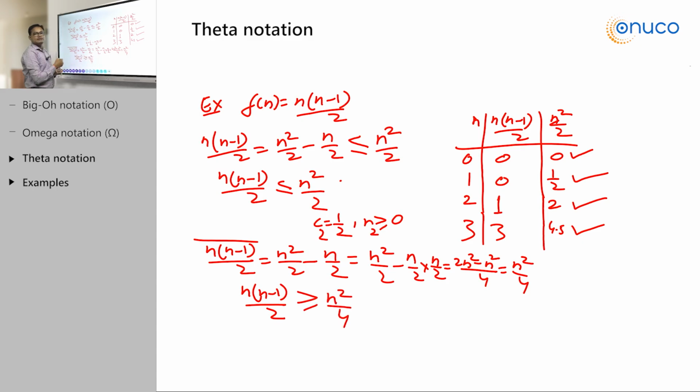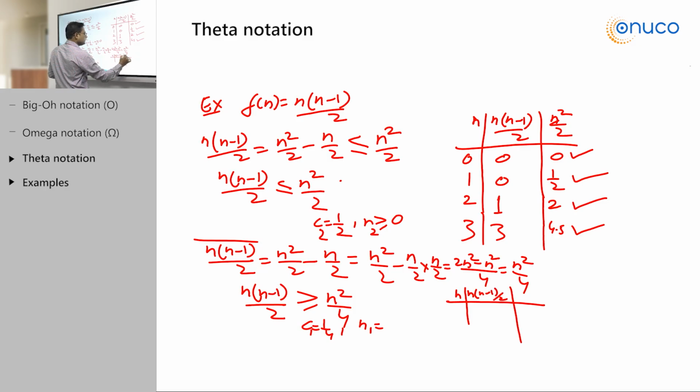We will take an example to see why we are adding greater than or equal to. In this case, we can see that we have the f of n function greater than the g of n function. In that case, c is 1 by 4. So it is C1, and N1 we need to find. How to find N1? Again we will go in a similar way. We have n into n minus 1 divided by 2, and here we have n square by 4.